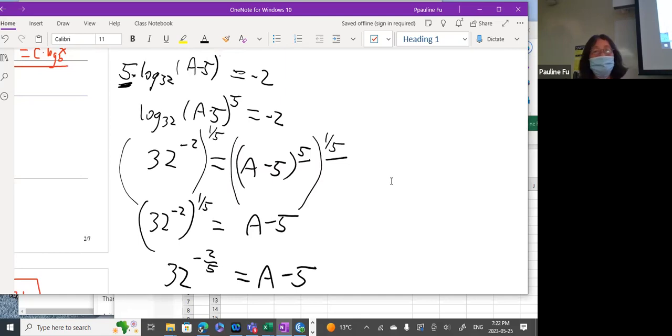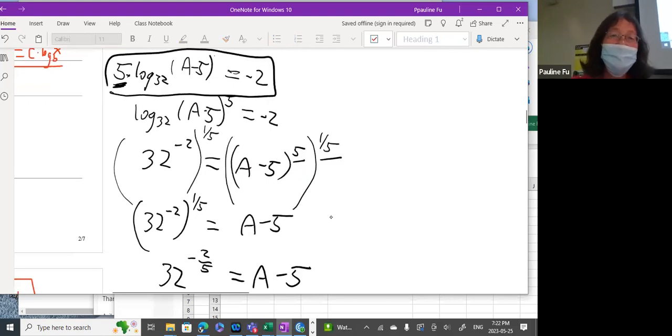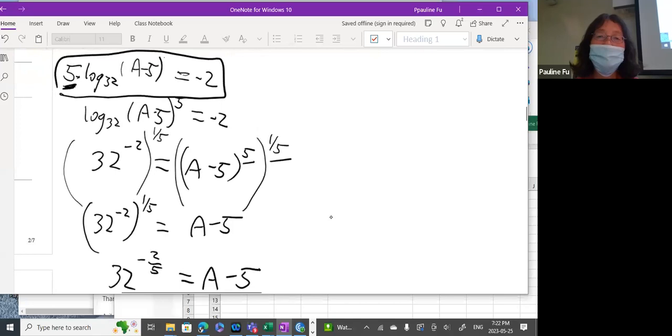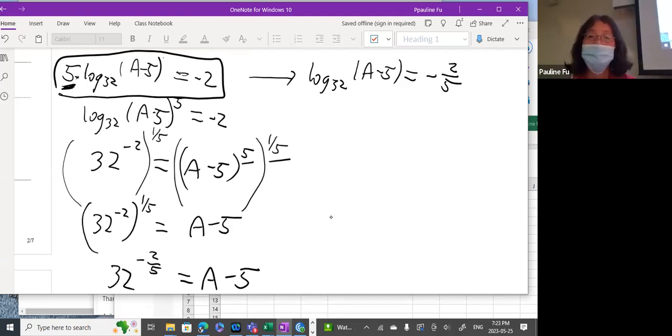There are other ways to do it as well, if you want. This is not the only way. For example, this is the original question. You can divide both sides by 5. You get log base 32 of (a − 5) equal to negative 2/5. This is another method.